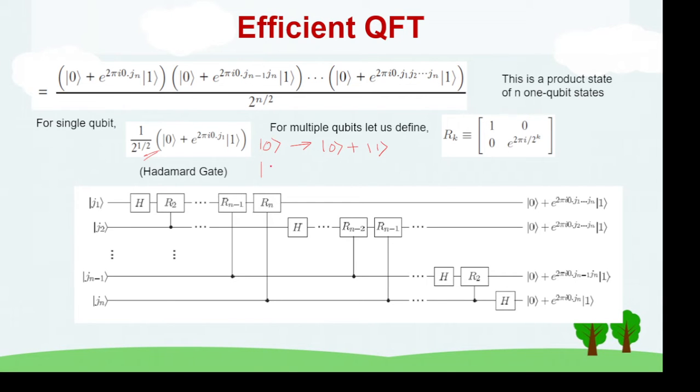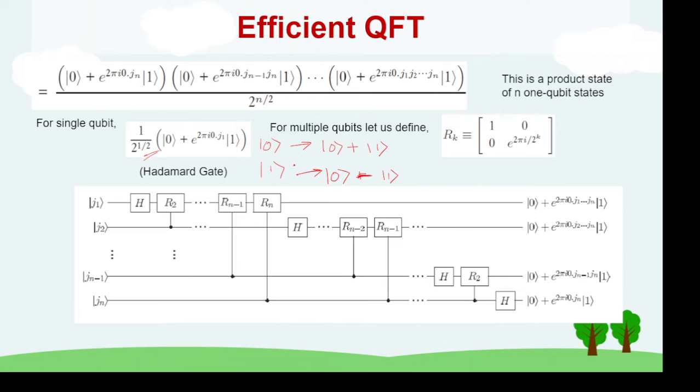If it is ket 1, what happens after the transformation? Again, this will be like ket 0 only, whereas for this term, j1 equal to 1 means it is 1 by 2, right? So 1 by 2, that 2 and this 2 will get cancelled. We will get e to the power of pi i, and we know that e to the power of pi i is nothing but minus 1. Okay, so this will become minus 1.